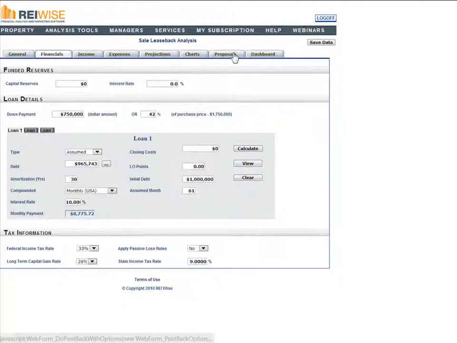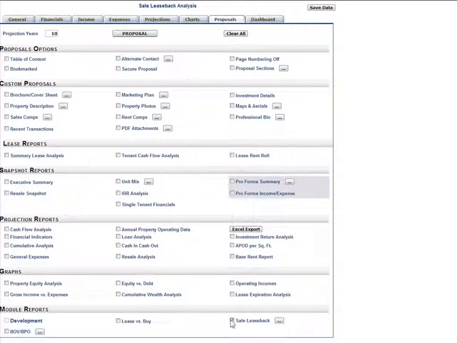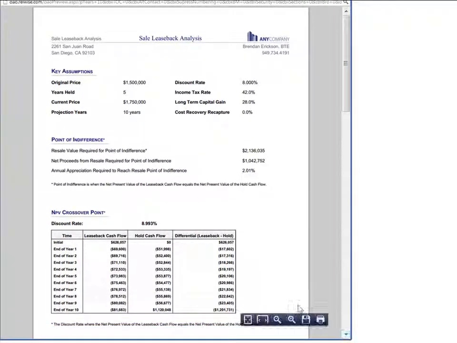Once we have completed all of these data fields, our sale leaseback report is ready. Please checkmark sale leaseback and click Preview and Save. This will create your report using all of the information you have, and it will create your side-by-side cash flows for the leaseback and for the hold.